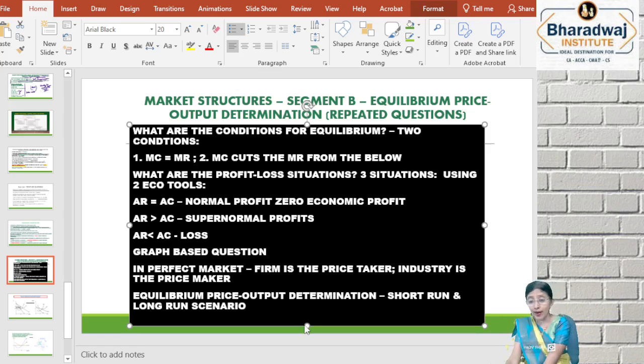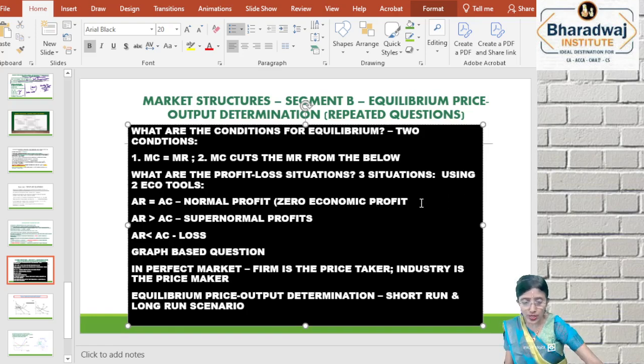So where AR is equal to AC, the two tools which are going to be used to study the profit and loss situation are average revenue and average cost. For equilibrium output, it is marginal revenue and marginal cost. So AR is equal to AC. What is that condition? Normal profit. And understand, normal profit is the situation where your economic profit is zero. Even that I've hinted here itself.